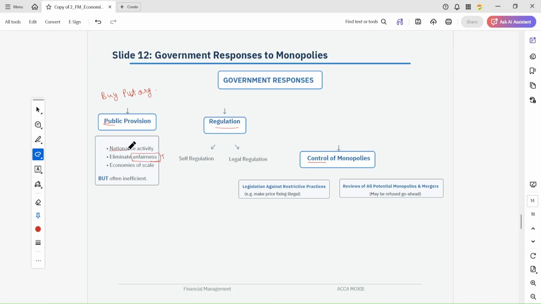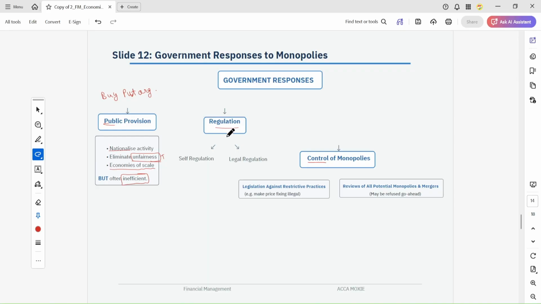Nationalized activity means the government will buy the private organizations. When the government buys these umbrella producers, the umbrellas will be produced in very high quantity, and the government will also achieve economies of scale. So the government can produce at a lower price. But the problem is that when the government does something, there is always inefficiency in government work. The government takes so much time, and generally government work is usually inefficient. So this is one of the problems.